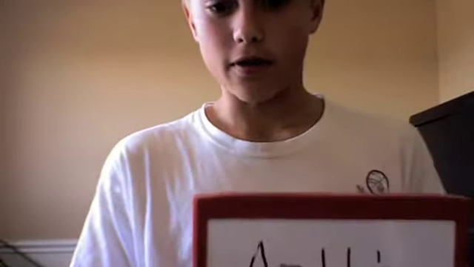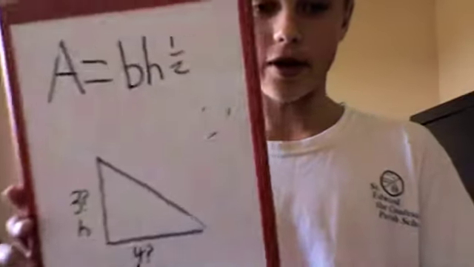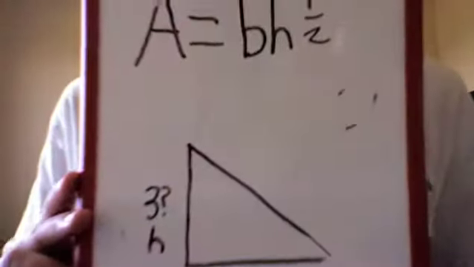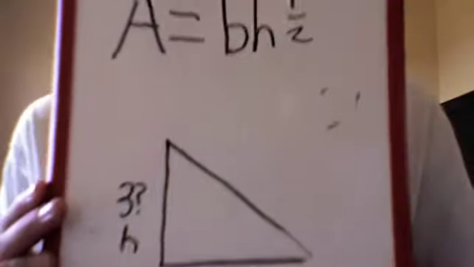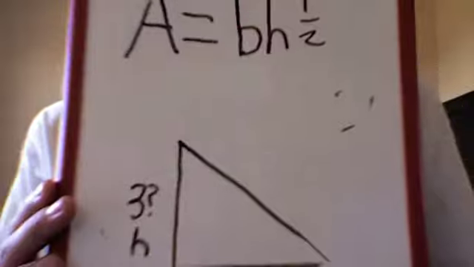First, we're going to start with area of a triangle. The formula for area of a triangle is base times height divided by 2, or cut in half, or times 0.5. So we're going to start out with 3 I don't knows times 4 I don't knows. So 3 times 4 is 12.